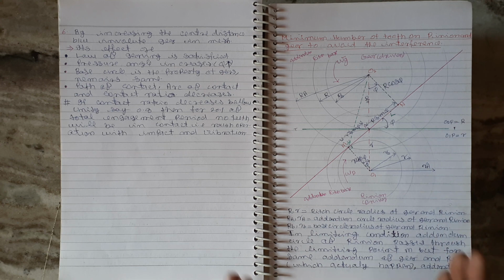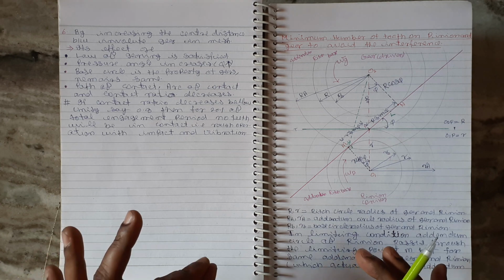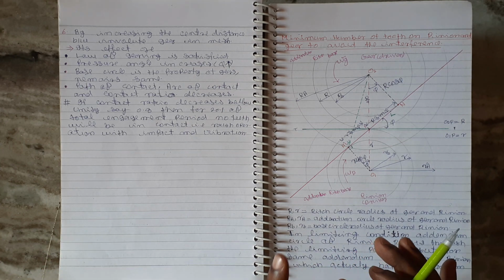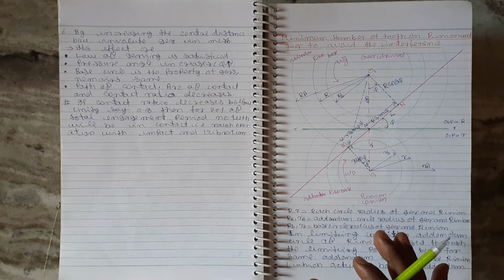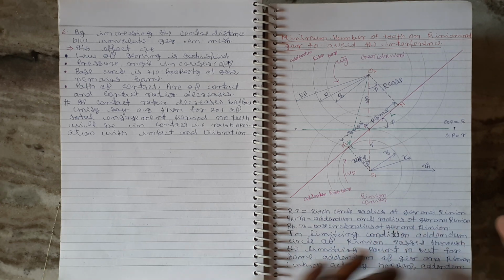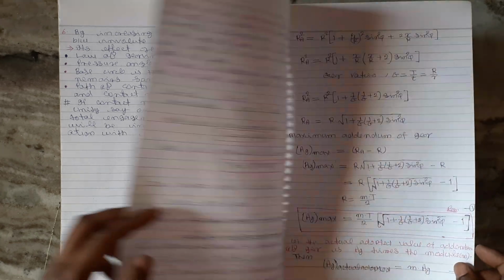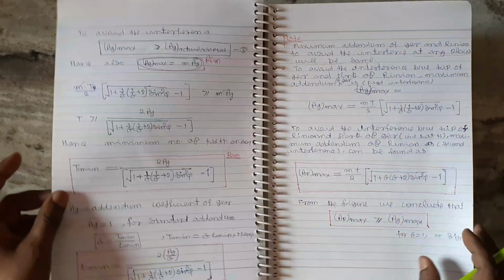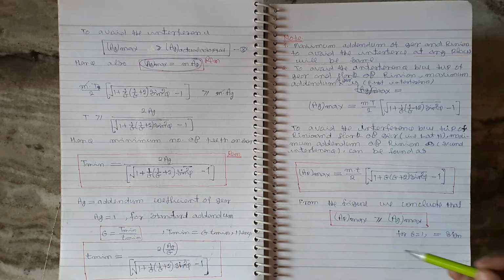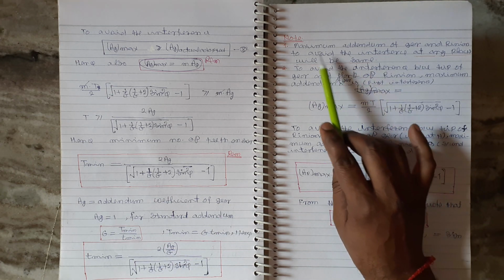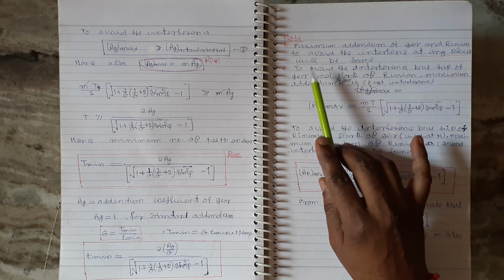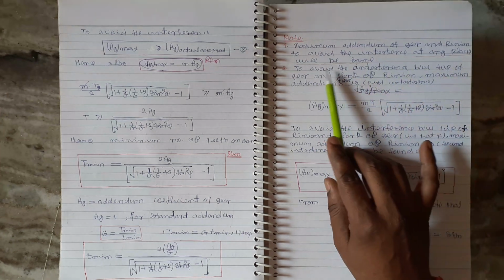Which means that to avoid interference, the maximum addendum of the gear and the maximum addendum of the pinion will be different. So generally the maximum addendum of the pinion is greater than or equal to the maximum addendum of the gear. The same thing I have concluded here: the maximum addendum of gear and pinion to avoid interference at any place will be the same.